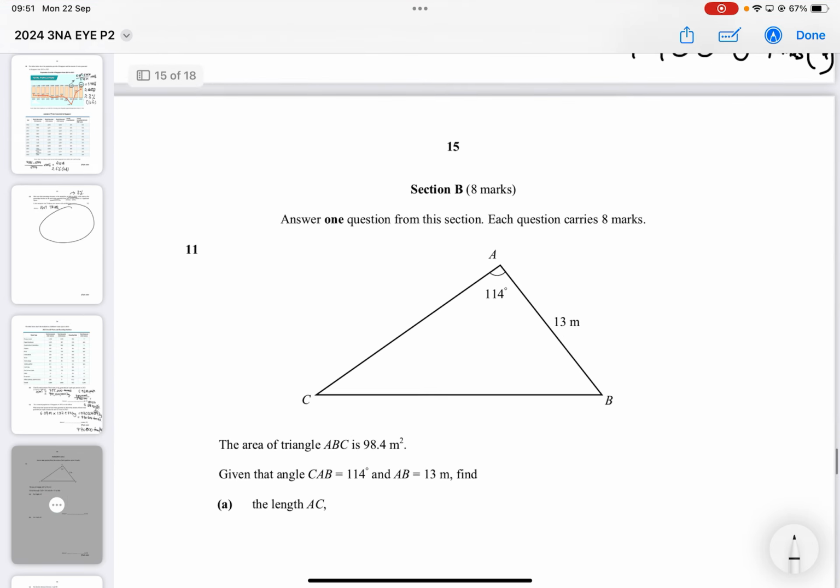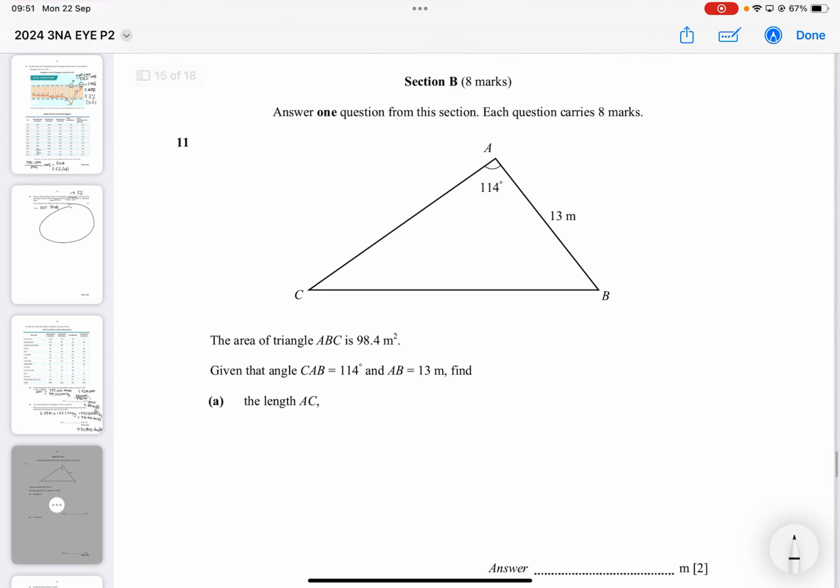Okay, section B. Answer one question from this section. Each question carries 8 marks. Okay, but for revision, we'll just go through every question.